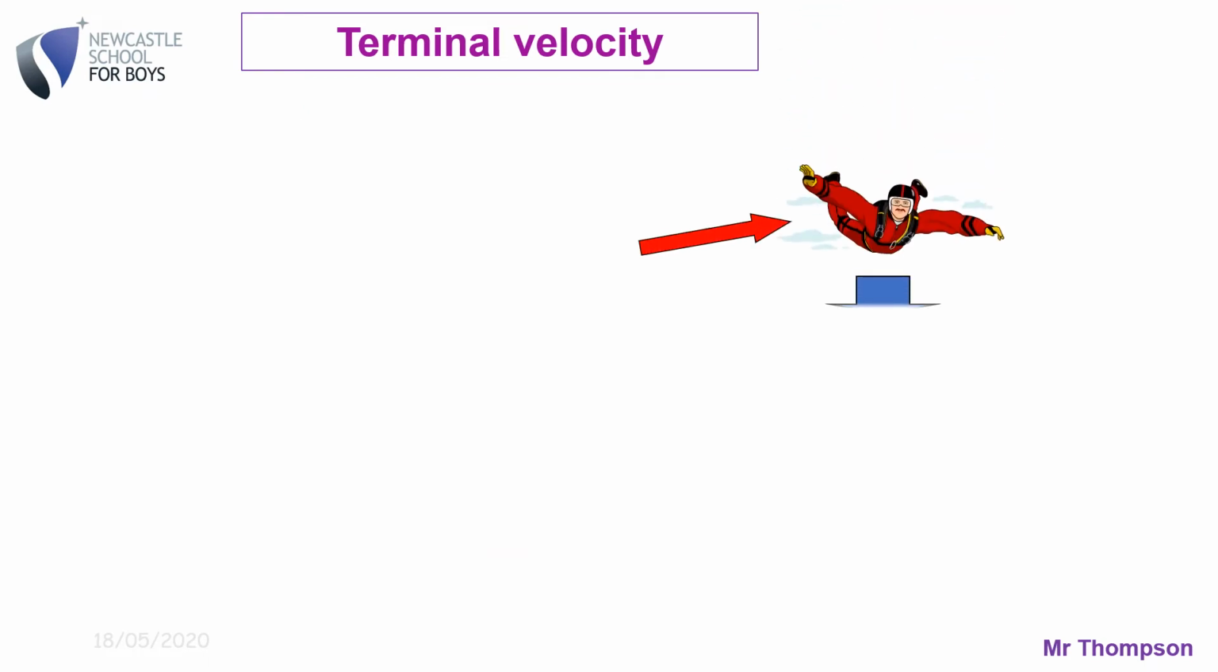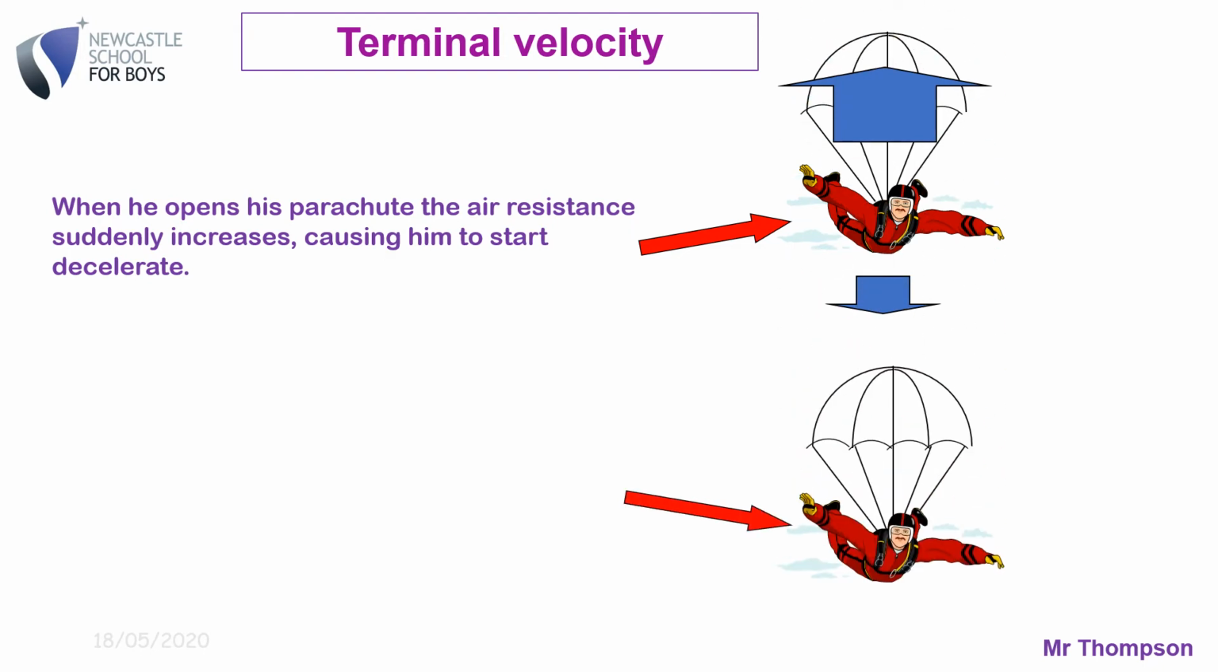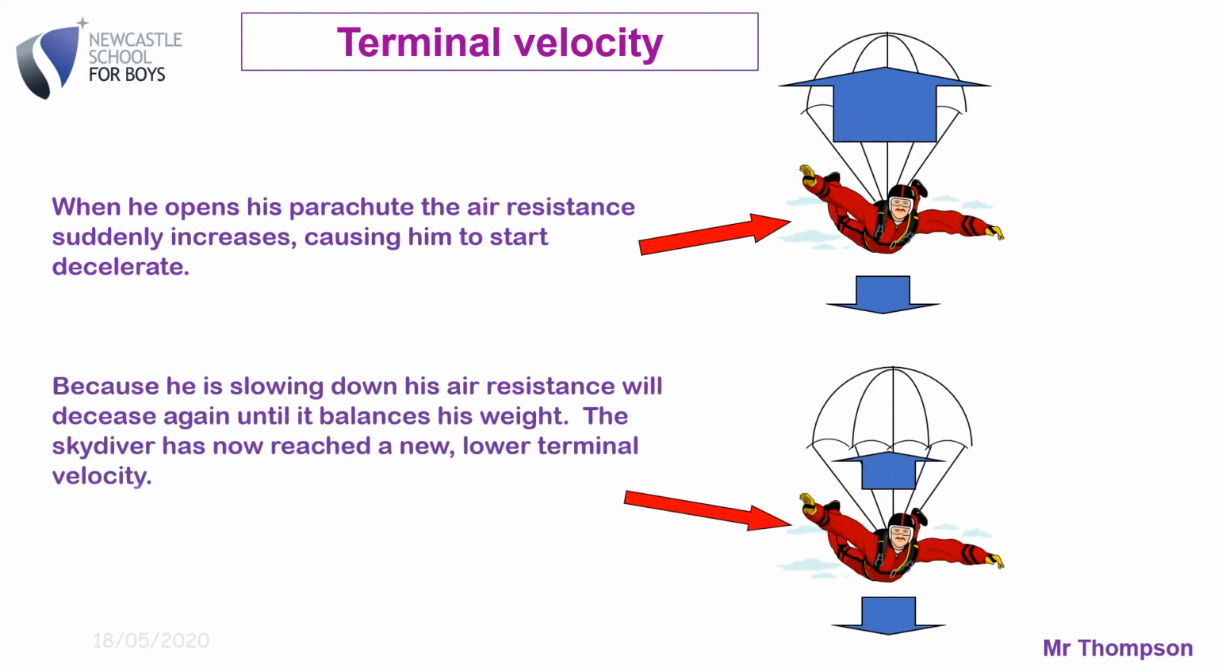Okay, so he now opens his parachute. What does that do? That increases the air resistance, a lot more air resistance than his weight. So he in fact decelerates, his speed slows down. But eventually, he slows down so much that the forces are balanced again. He reaches a new lower terminal velocity. This terminal velocity is low enough for him to land safely on the ground. So if you write that down in your book, then one more slide to go.